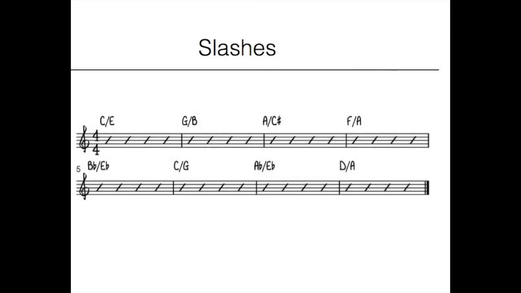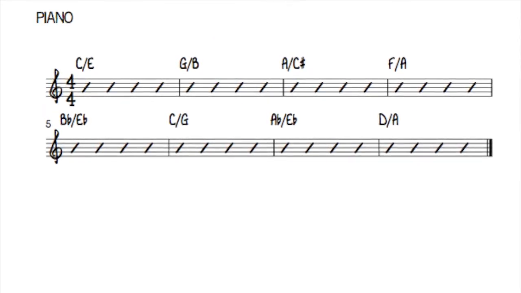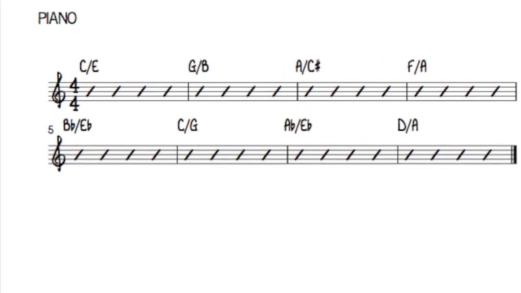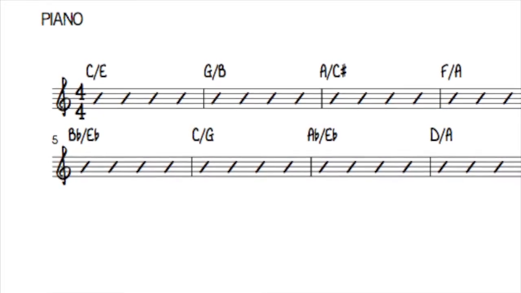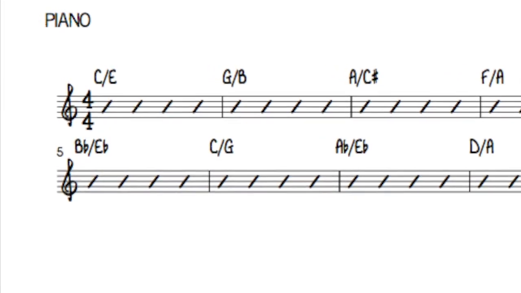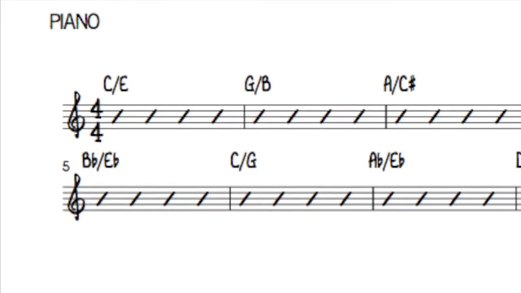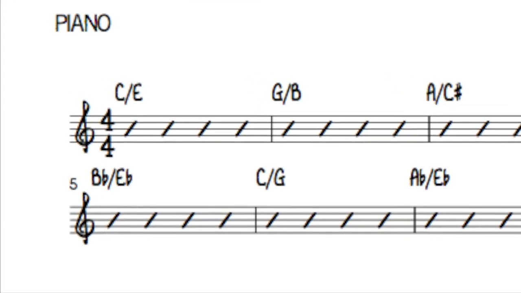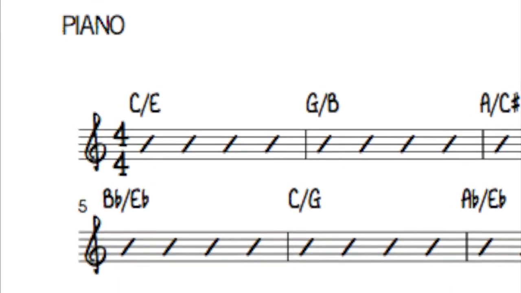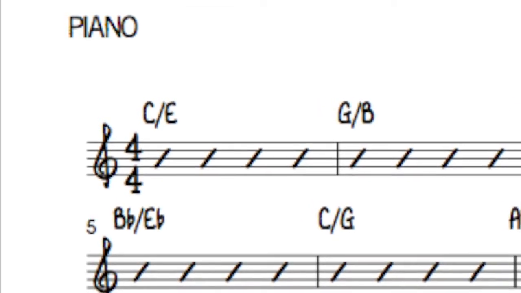Slashes. Sometimes you will come across chords that have a slash and a letter on the other side. For example, let's look at a C over E. This means that you will still play a C chord, except the note in the bass would actually become an E. So bass players in particular will want to play the note on the right side of these chord symbols when reading this.